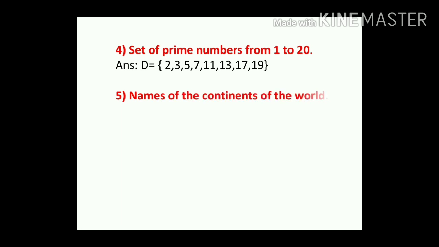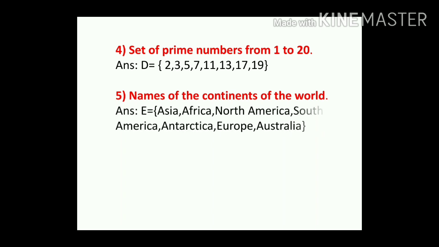Names of the continents of the world. Okay children, tell me how many continents are there in the world? 7 continents. Yes children. So write down those 7 continents. First of all, give the set name. E equal to, okay children, Asia, Africa, North America, South America, Antarctica, Europe, and last one is Australia. Okay children.